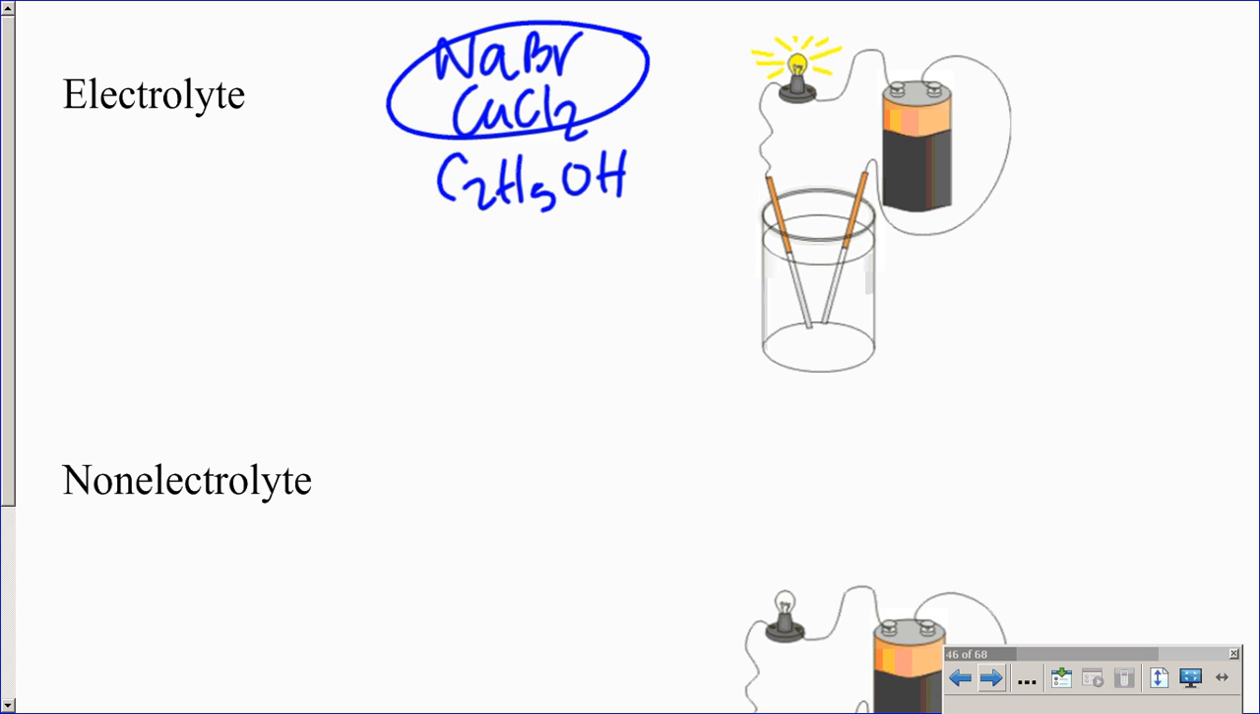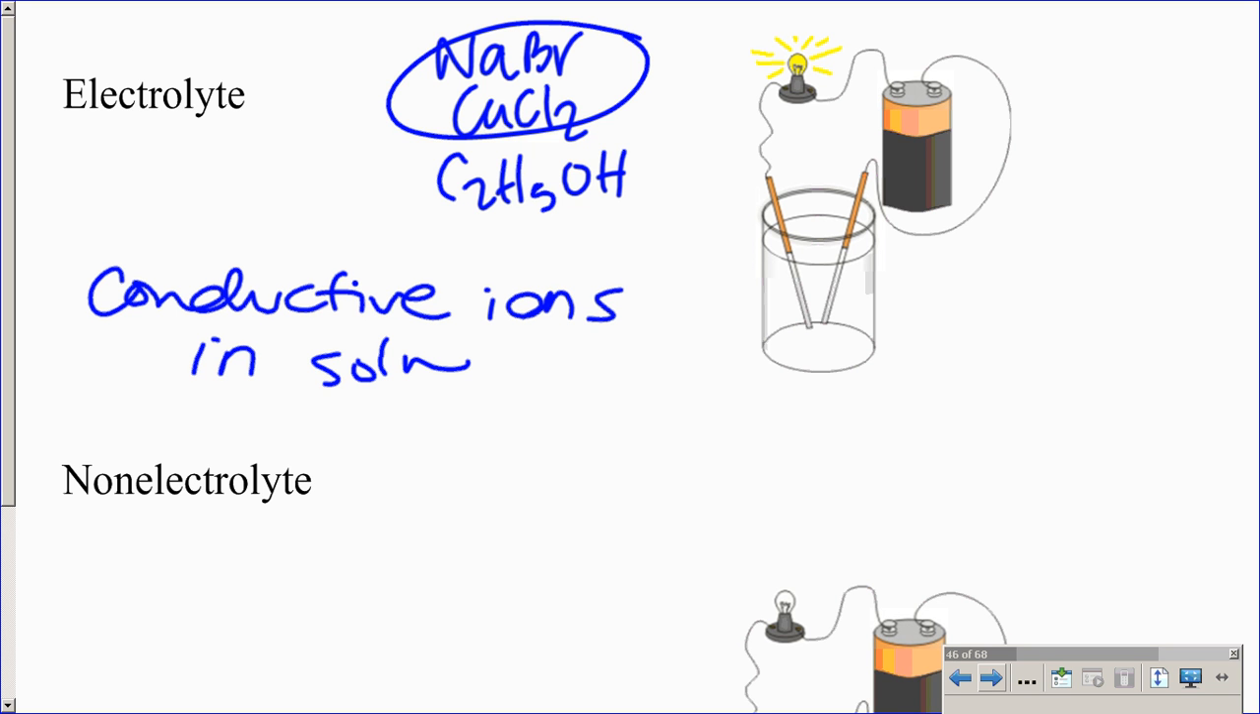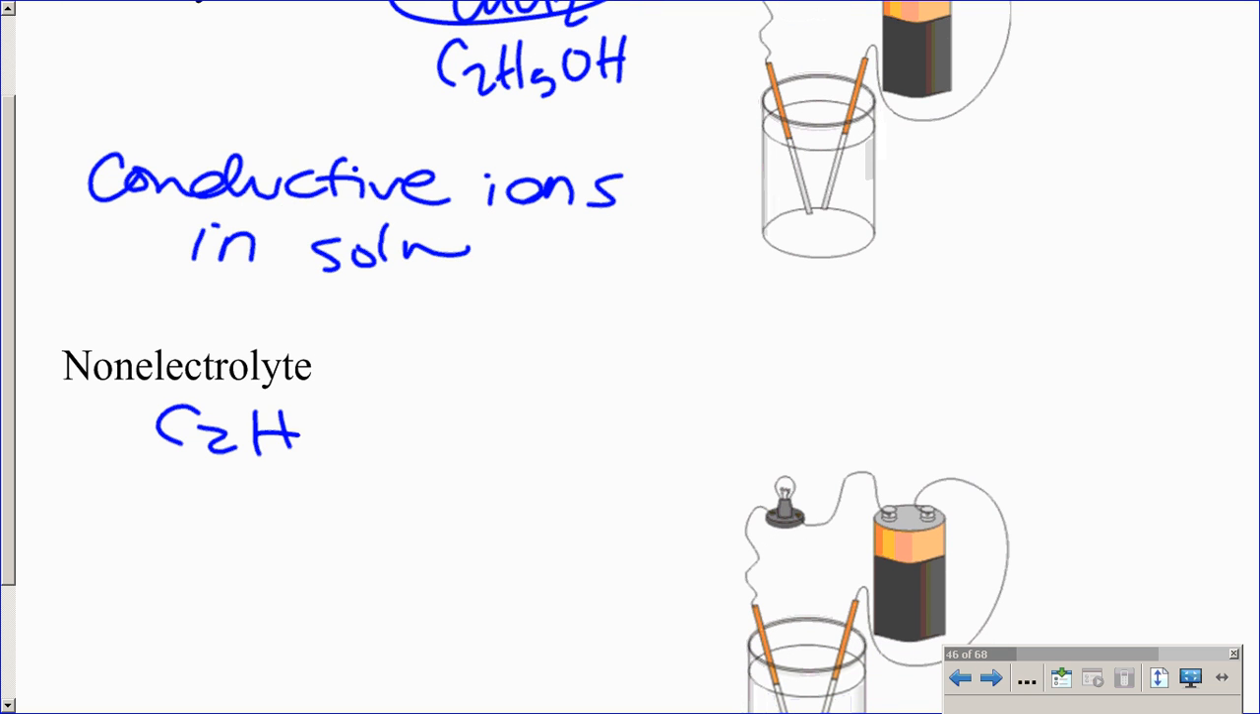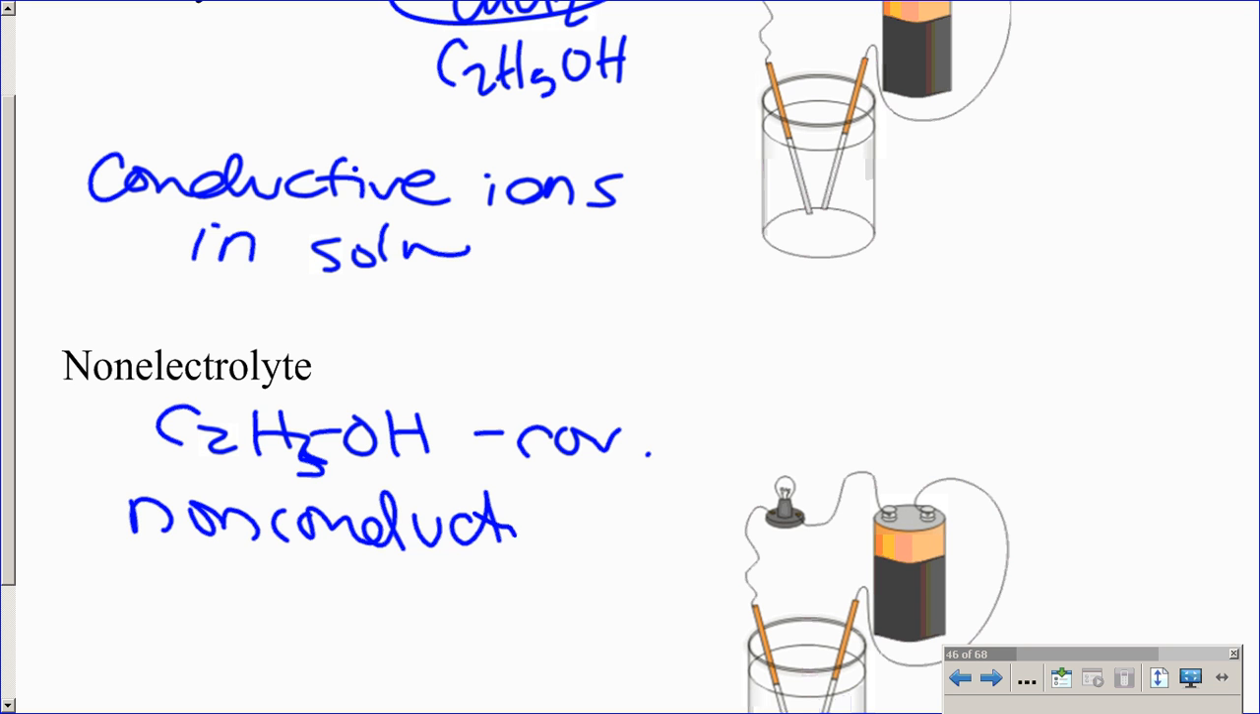This is a lot of review right now, okay? So, conductive ions in solution. Basically, they can conduct electricity. You can see my little battery over here lighting up. So then the non-electrolyte would be which of these? C2H5OH, because it's covalent. That's like alcohol, so it's non-conductive, so we cannot conduct electricity with ethanol. Okay, so if you got this, quick review, let me know, thumbs up, and I'll move on.